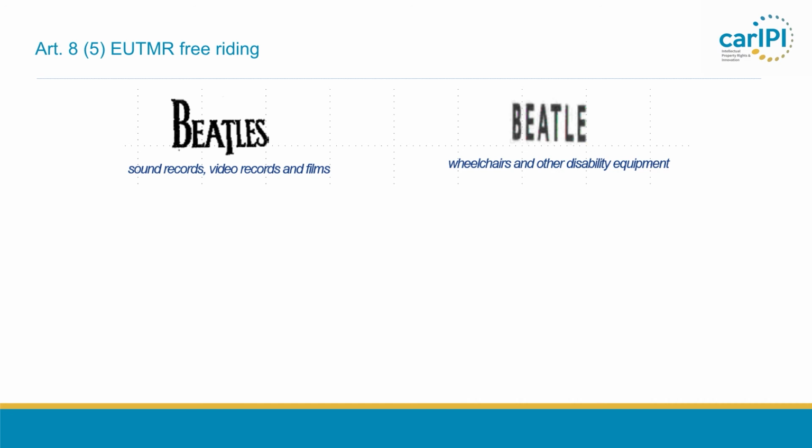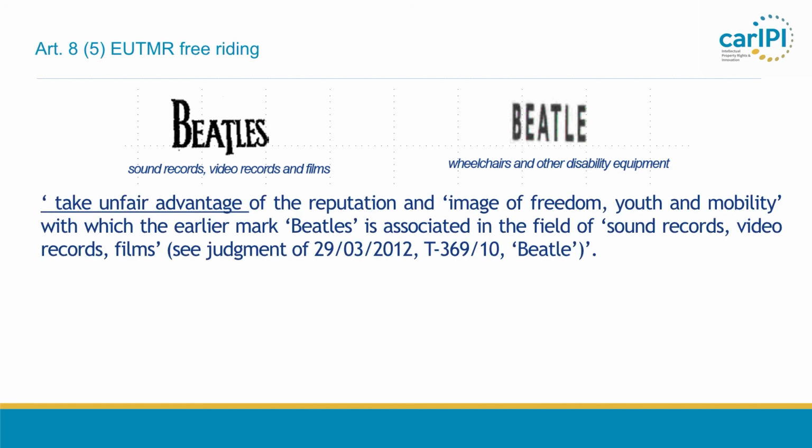I'm launching a poll. Free riding would mean that the contested trademark, the Beetle, would take unfair advantage, would profit from the attractive power of the Beatles trademark. Well, the court found that there could be free riding, that the Beatles have this image of freedom, youth, and mobility, and this image could be attractive for the contested sign, even in the wheelchairs and disability equipment, that it could profit from this. So the court actually found that there could be a free riding here.